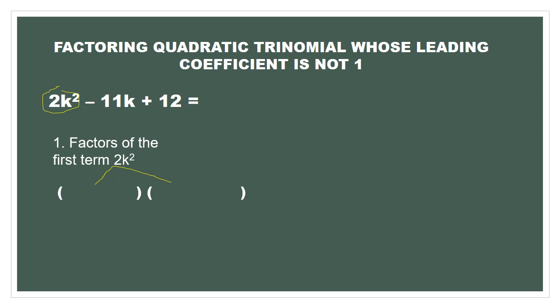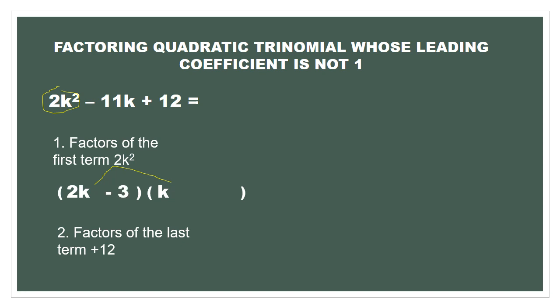Tama. Next. Sulat natin, 2k, tapos k na dun sa kabila. Huwag nang isusulat ang 1 before the variable, ha? Kasi imaginary na lang yon. Next is factors of the last term, positive 12. Ano naiisip nyo mga factors of positive 12? Isulat sa inyong notebook. Positive 12 is a composite number. Maraming mga factors ang positive 12. Isip at itry kung ito ay mag-fit doon sa ating given trinomial.